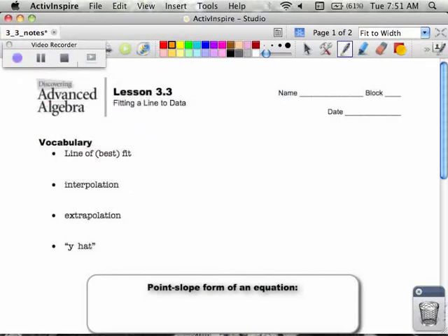So line of best fit, we also call sometimes a regression line.